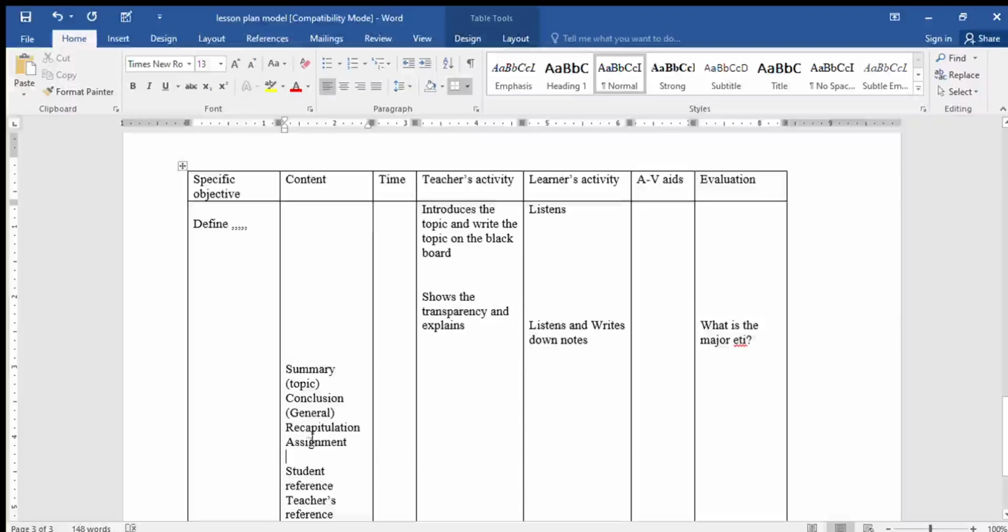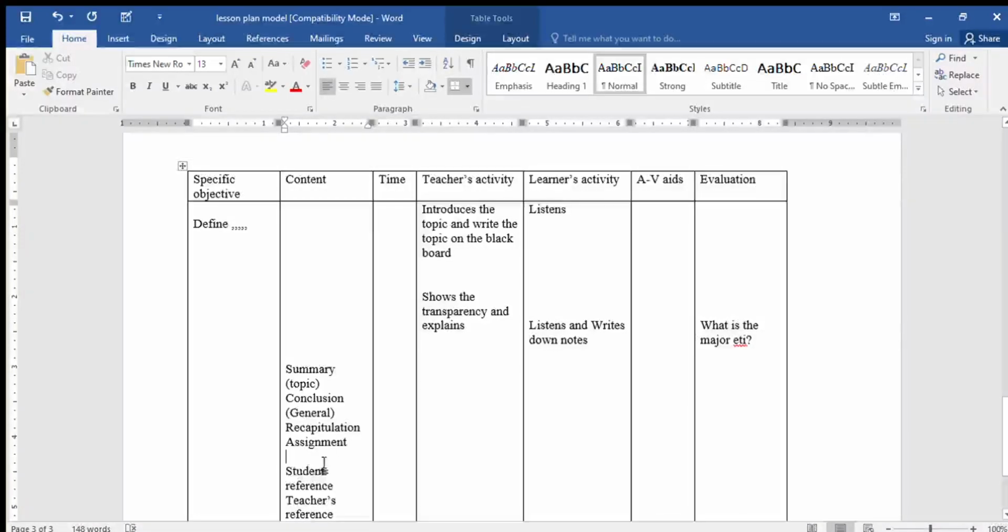Before the assignment, you have to ask recapitulation. You have to list down some questions. In the content you have to write what questions you are going to ask the students on the content which you have taken. Time and teacher's activity: teacher asks the questions. Students' activity: answers the questions. Then after recapitulation you give the assignment.